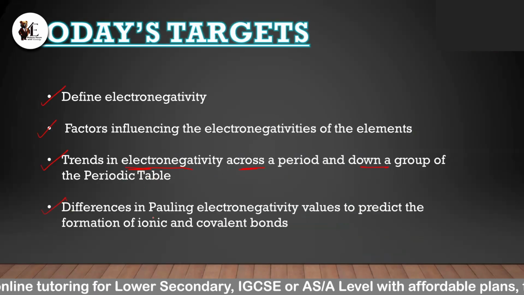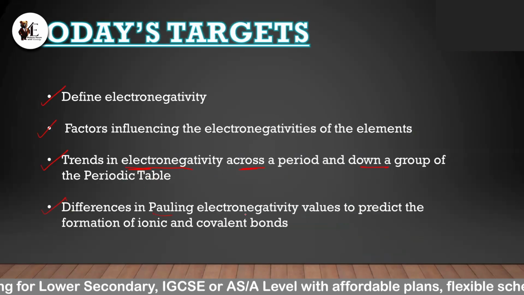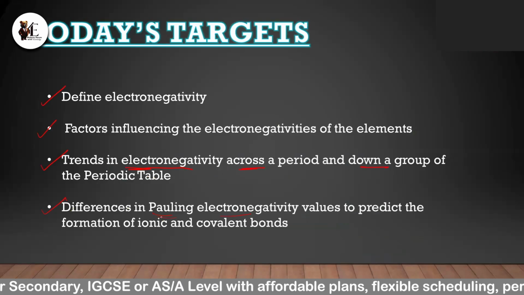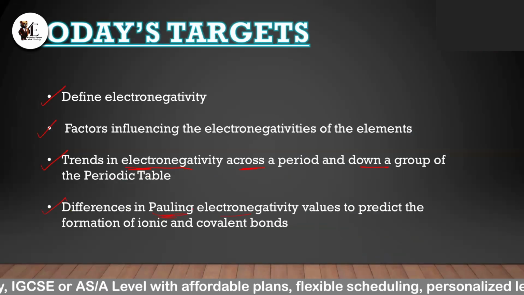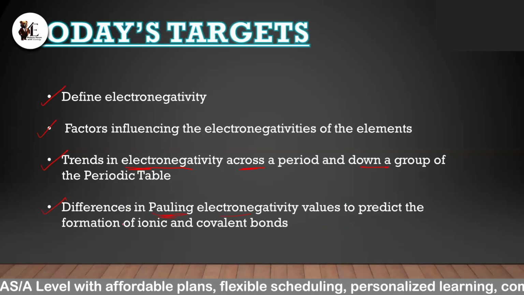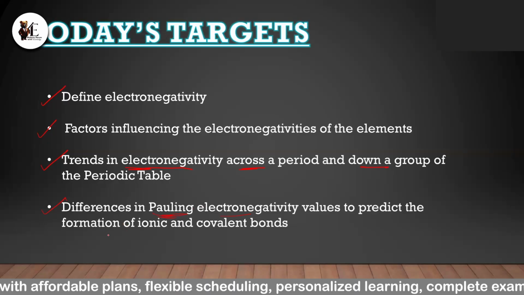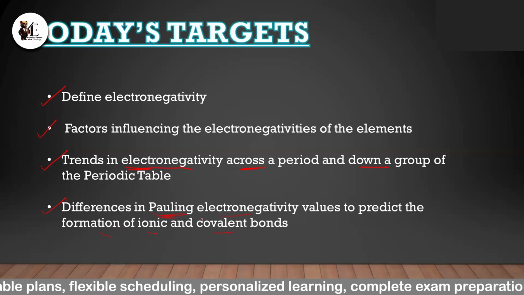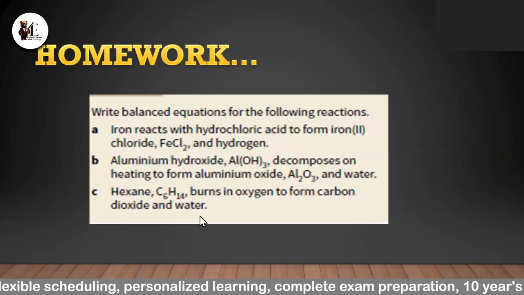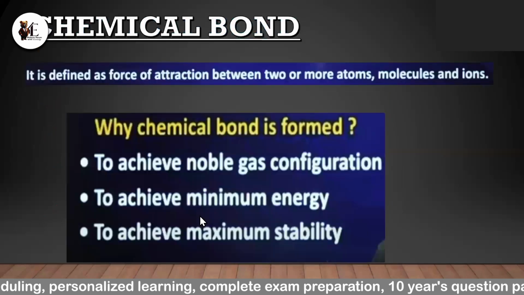Then we'll see the differences in Pauling electronegativity value. Pauling is the name of a scientist. He gave us the electronegativity scale, which predicts the formation of ionic compounds and covalent compounds. So all these things we are going to discuss today.